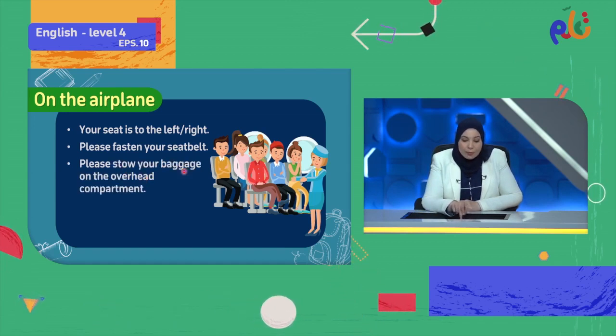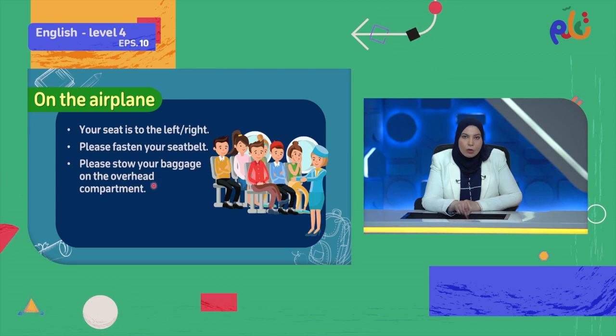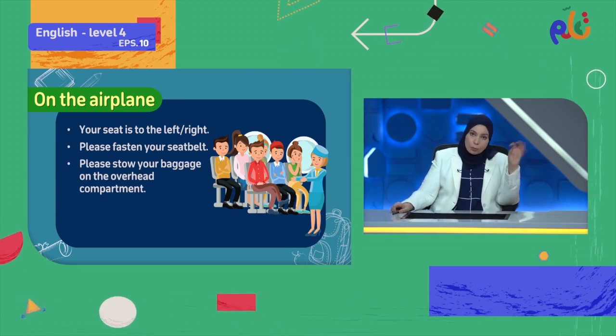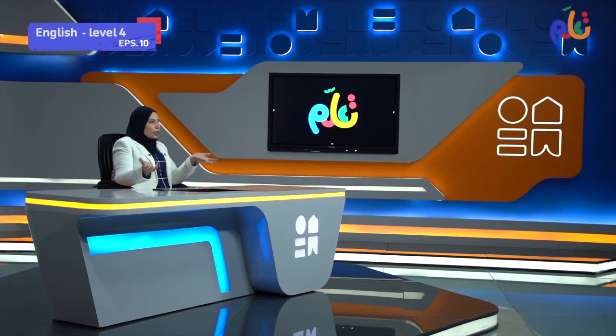Please stow your baggage on the overhead compartment. So stow means keep or put. Your baggage, we have talked about it, it's bags that you have with you. The overhead compartment is a place on the plane. It's an upper area where people can store the small bags that they have. So it's called the overhead compartment.